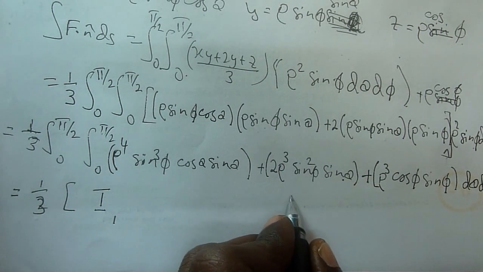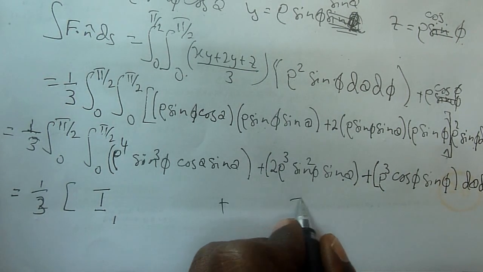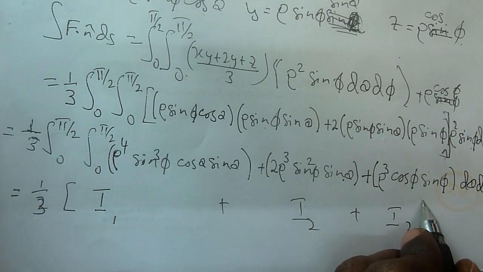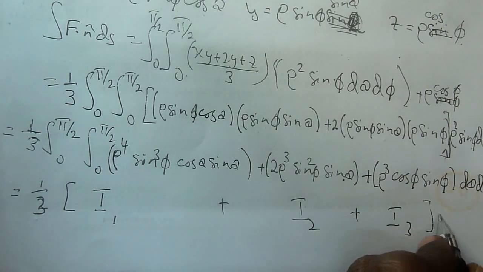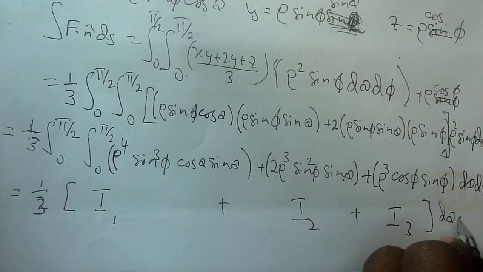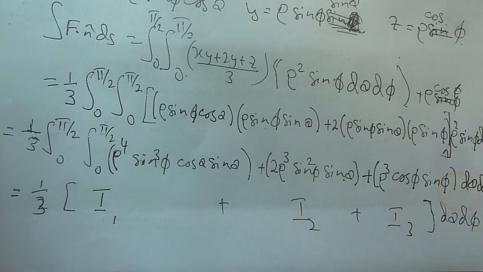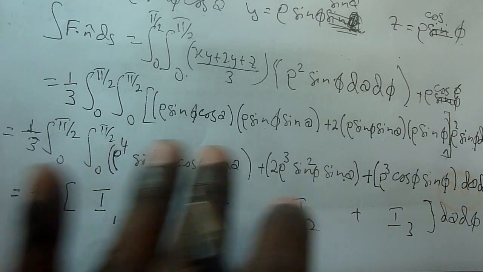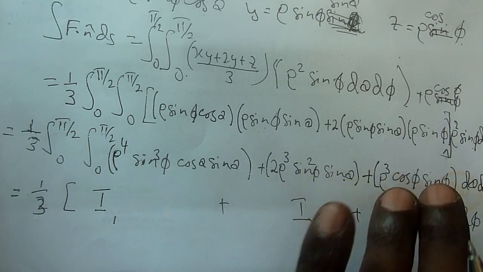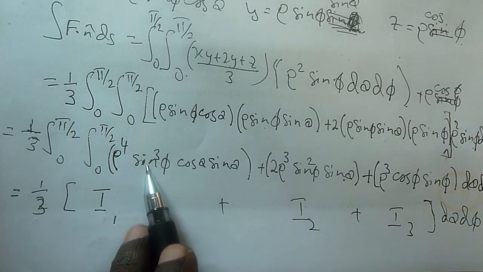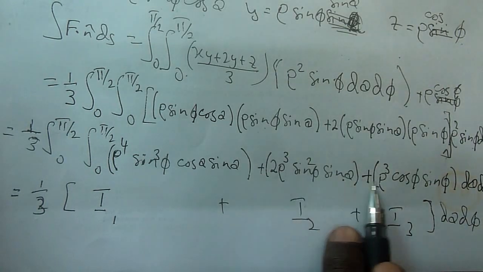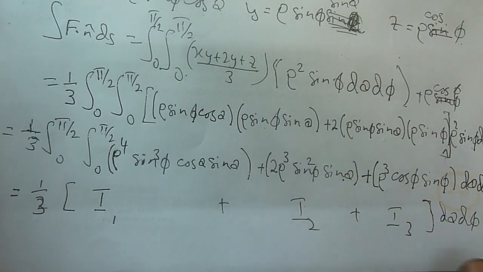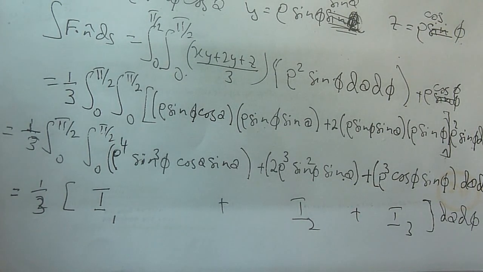And this one I call I2, and this one I call I3. You can bring it inside, this is supported by the theory, d theta d phi, no problem, no issue at all. I want you to see the problem very clearly because I don't want to mess up first. We can split that into 3 just to help you to solve this kind of problem.